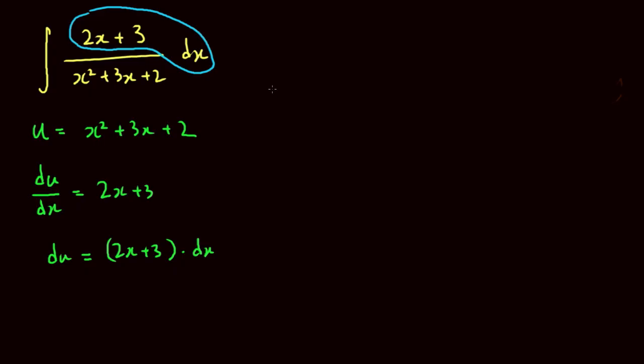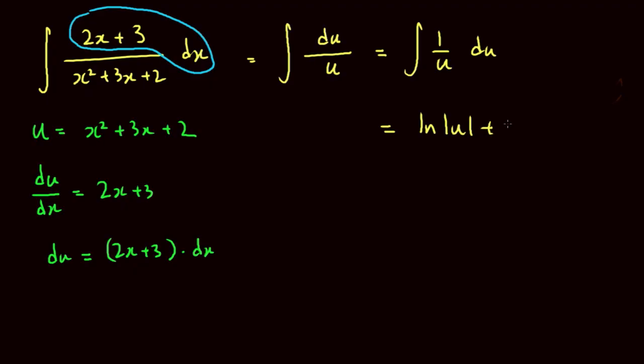Okay, so therefore our integral becomes much simpler. It's an integral of du over u, which is simply the integral of 1 over u du. And it's just ln modulus u plus c, which is left with ln modulus x squared plus 3x plus 2 plus c.